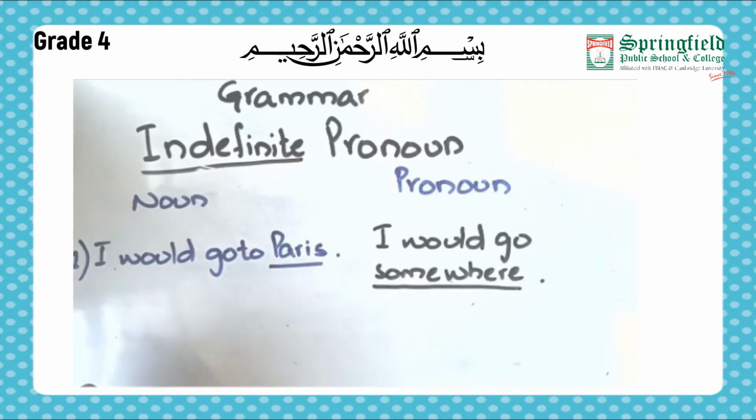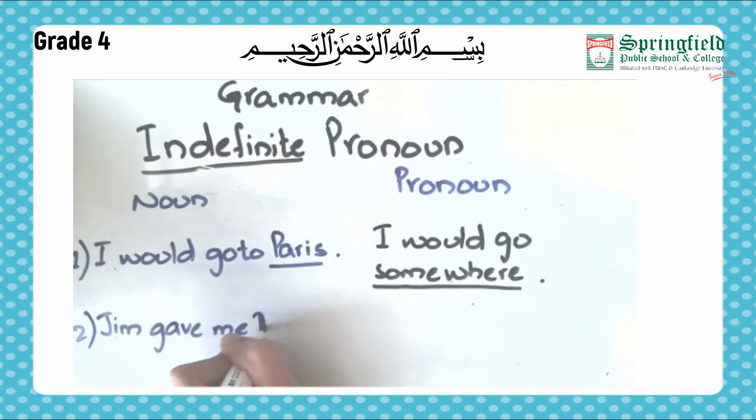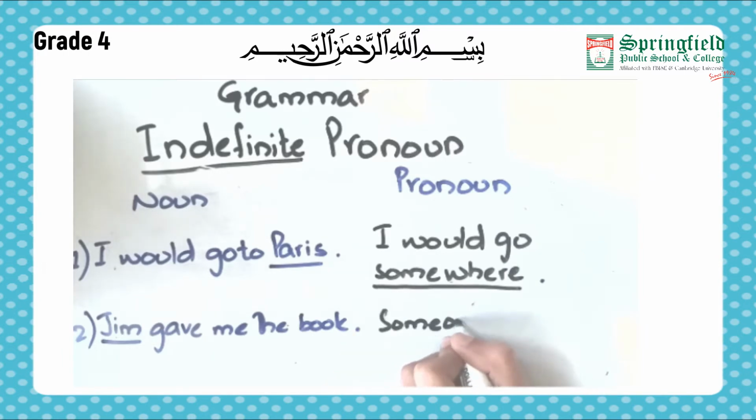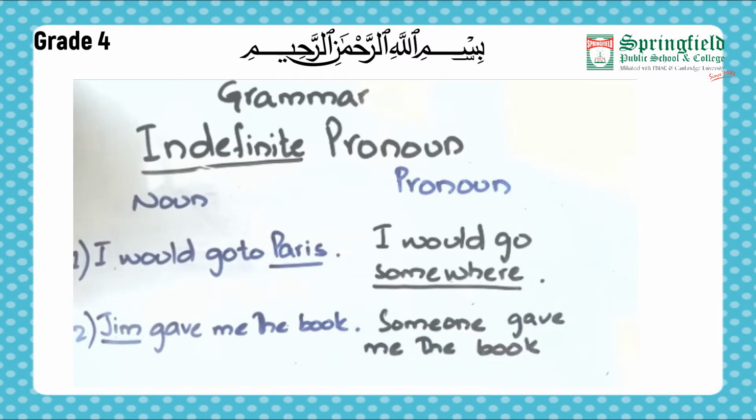Similarly, for the next sentence, Jim gave me the book. Here Jim is the noun. Now in order to change this noun to indefinite pronoun, we are going to refer to this Jim as someone: someone gave me the book. So students, this someone refers to a person. Now I hope the concept of indefinite pronoun is clear to you. When talking about a place, we use somewhere, anywhere or everywhere. When talking about a thing, we use something, anything, nothing. And when referring to a person, we can use somebody, everybody or nobody.